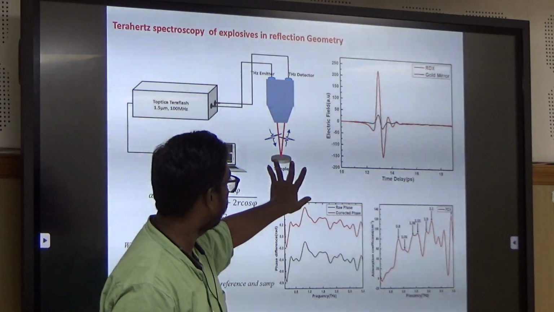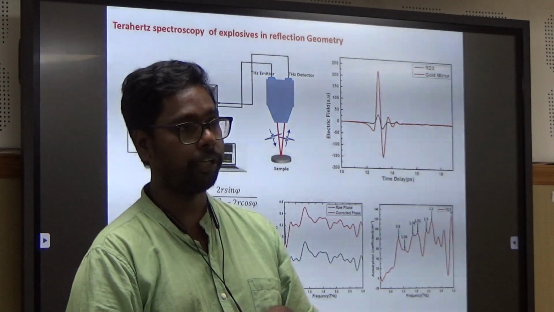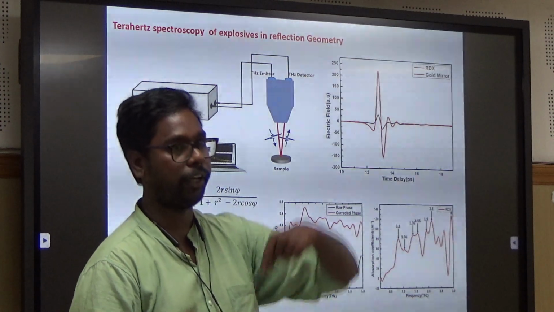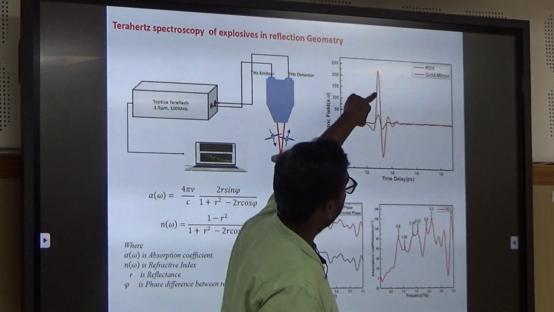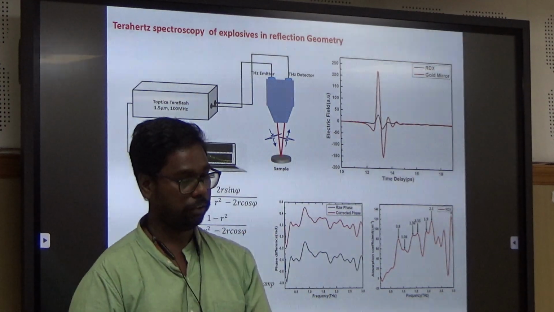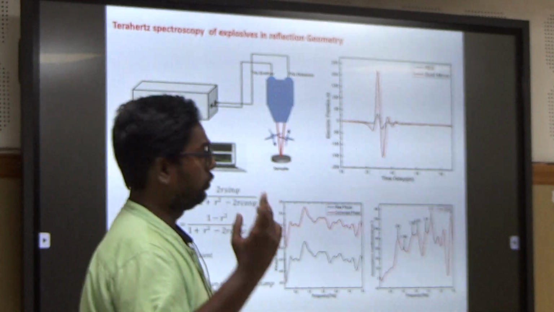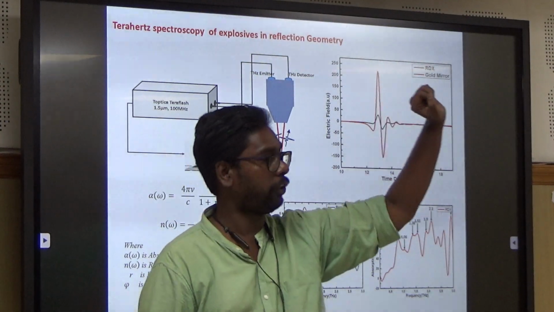First, instead of the sample, we place a gold-coated mirror. Because a gold-coated mirror is a metal, there is no absorption of terahertz radiation. It completely reflects back whatever radiation has come. So this is the reflection from the gold-coated mirror. Now we remove the gold-coated mirror and place the sample of our interest. Let's say my sample of interest is RDX, an explosive molecule.